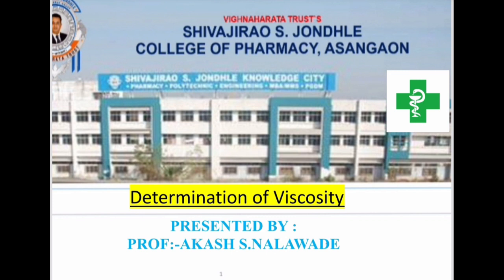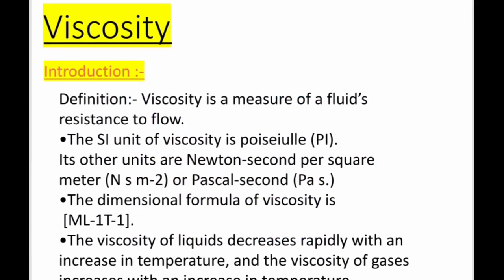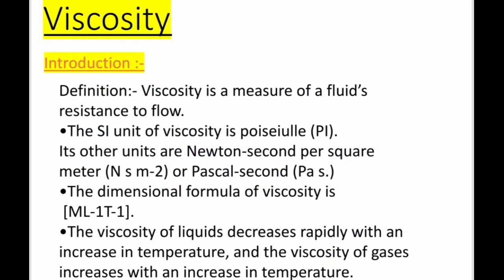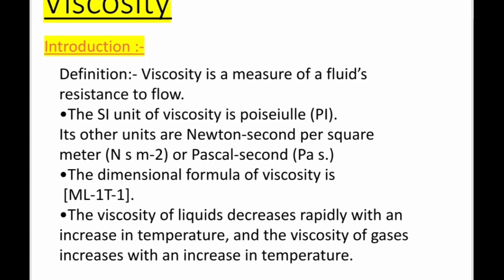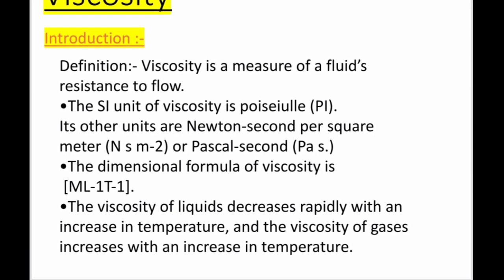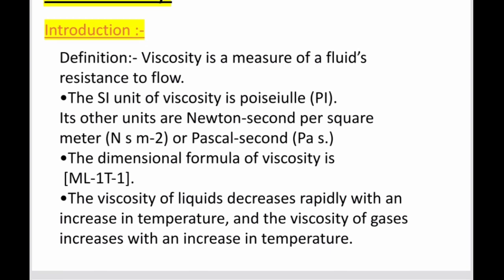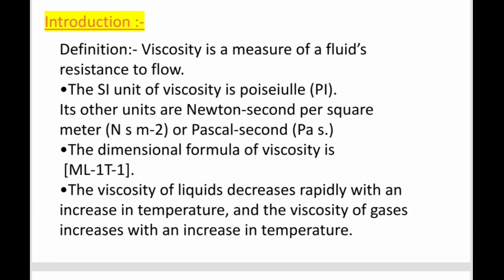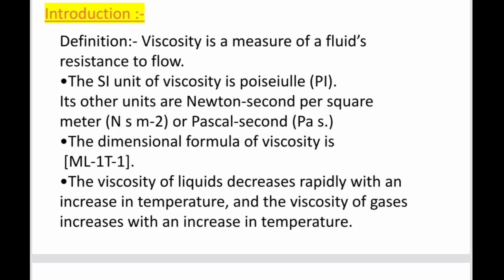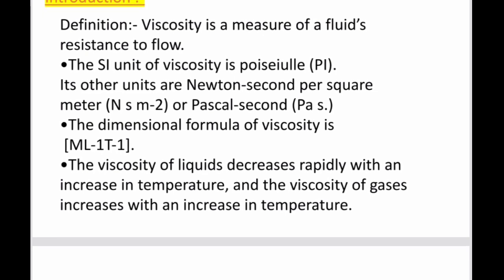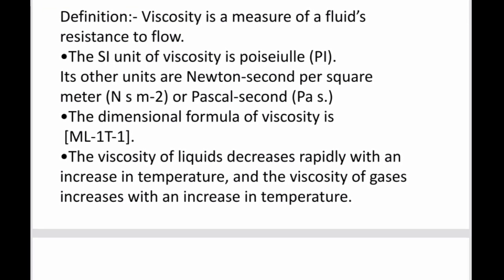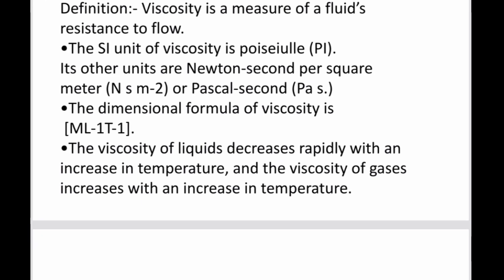I, Assistant Professor Akash Nalawde, and our today's topic is determination of viscosity. Viscosity. Introduction. Definition. Viscosity is a measure of a fluid's resistance to flow. The SI unit of viscosity is Poise, that is P. Its other units are Newton second per square meter or Pascal second. The dimensional formula of viscosity is M L^-1 T^-1.